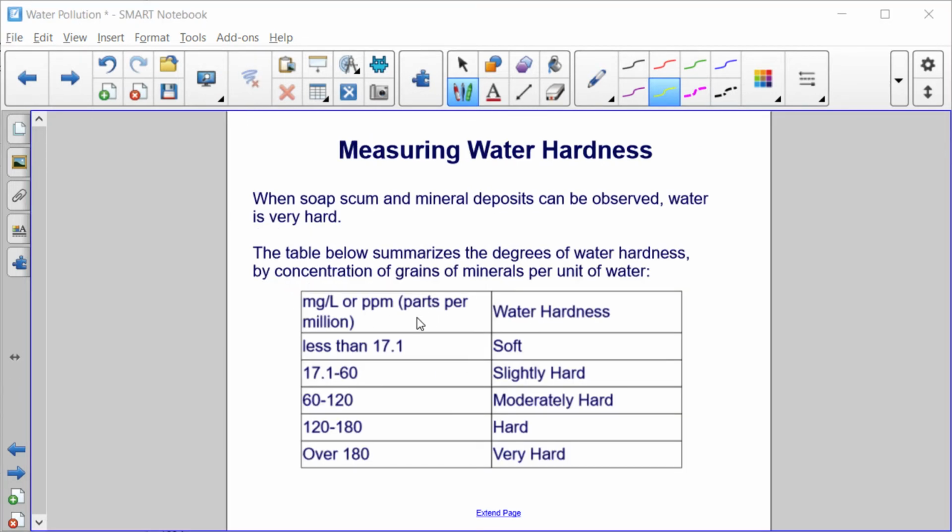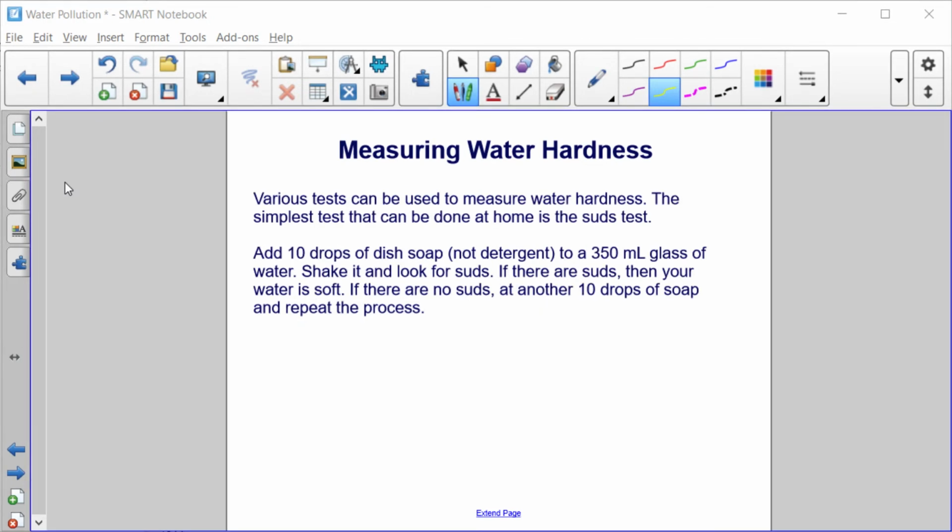Measuring water hardness. When soap scum and mineral deposits can be observed, water is very hard. The table below summarizes the degrees of water hardness by concentration of grains of minerals per unit of water. So if we have less than 17.1 milligrams per liter, or parts per million, of grains of minerals per unit of water, we would call that soft water. And we go up our scale here till we get to over 180 parts per million, and that would be very hard water.